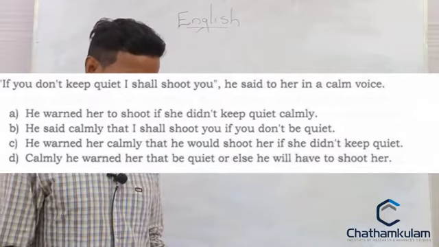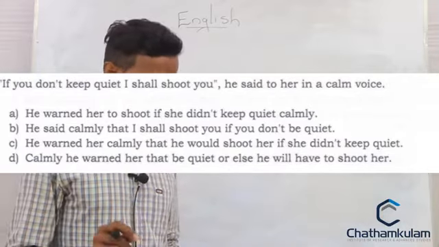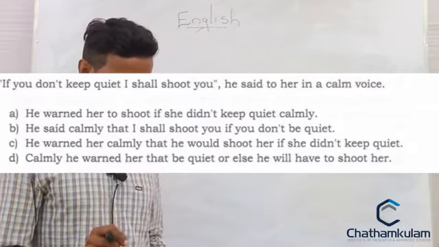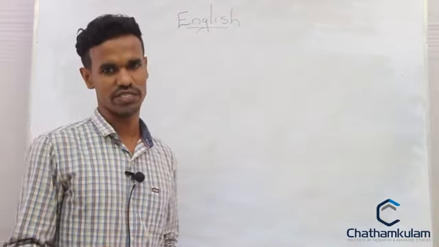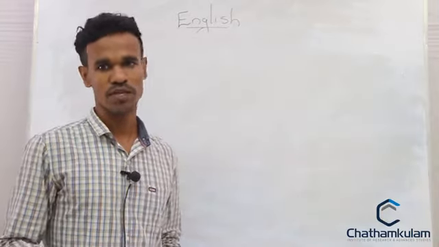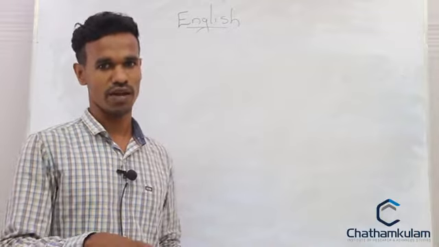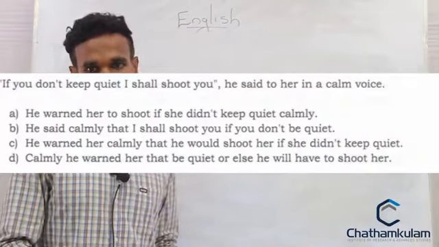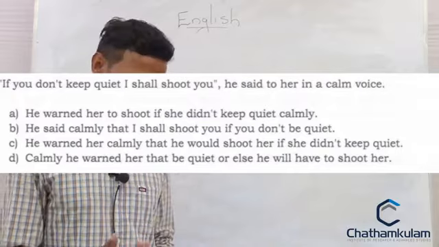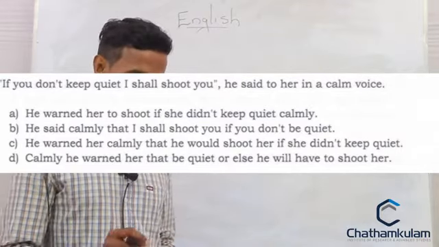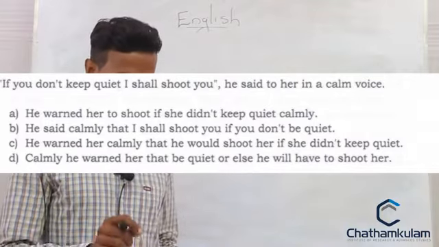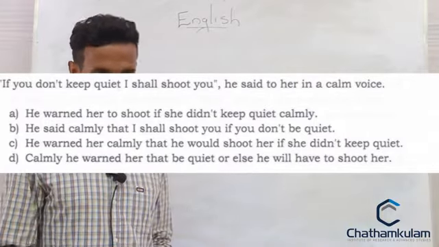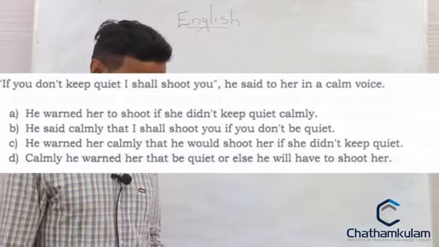Let us look at the last option also. Calmly he warned her that be quiet or else he will have to shoot her. No, it's actually a past continuous tense being added to that. So we were talking about how we change the direct statement into indirect, so we can easily find out the answer. He warned her calmly that he would shoot her if she didn't keep quiet. Okay, so that is the answer.